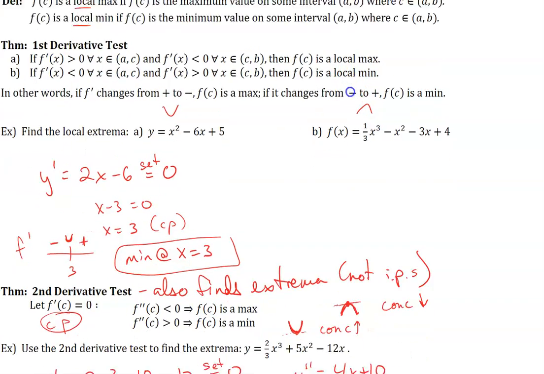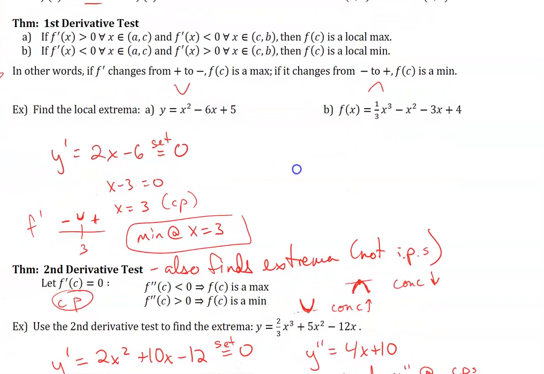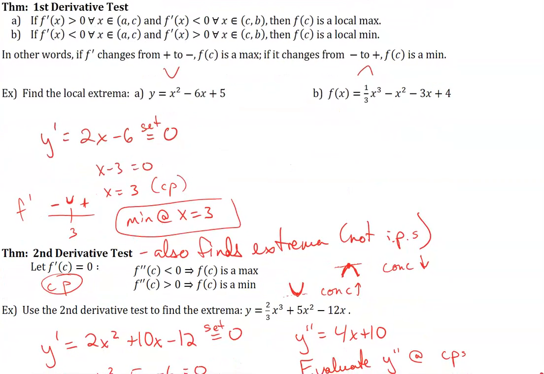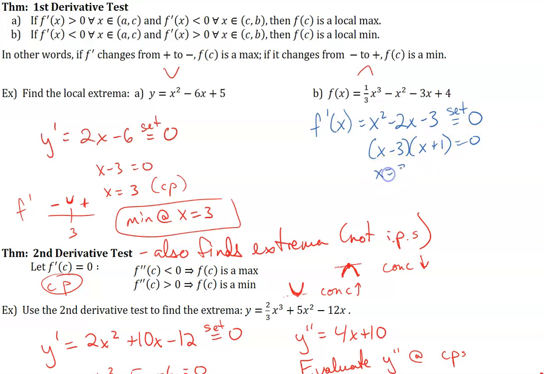All right, one more here. We've got another example of the first derivative test. So we are looking for local extrema. So we first find the derivative. So that's going to be x squared minus 2x minus 3. And then we set this equal to 0. So then factoring this to solve, x minus 3, x plus 1. So x is equal to 3 and negative 1. So these are our critical points.